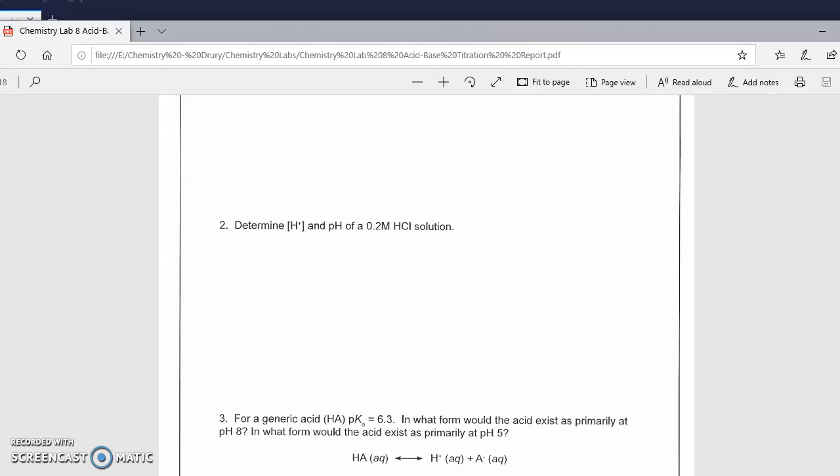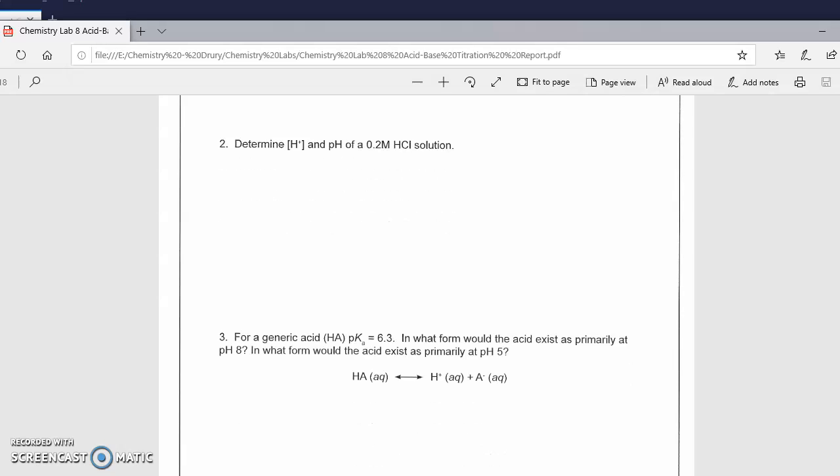Now the next one involves a generic acid with a pKa of 6.3. Okay? So this is a weak acid. In what form would the acid exist primarily at a pH of 8? In what form would the acid exist primarily at a pH of 5?